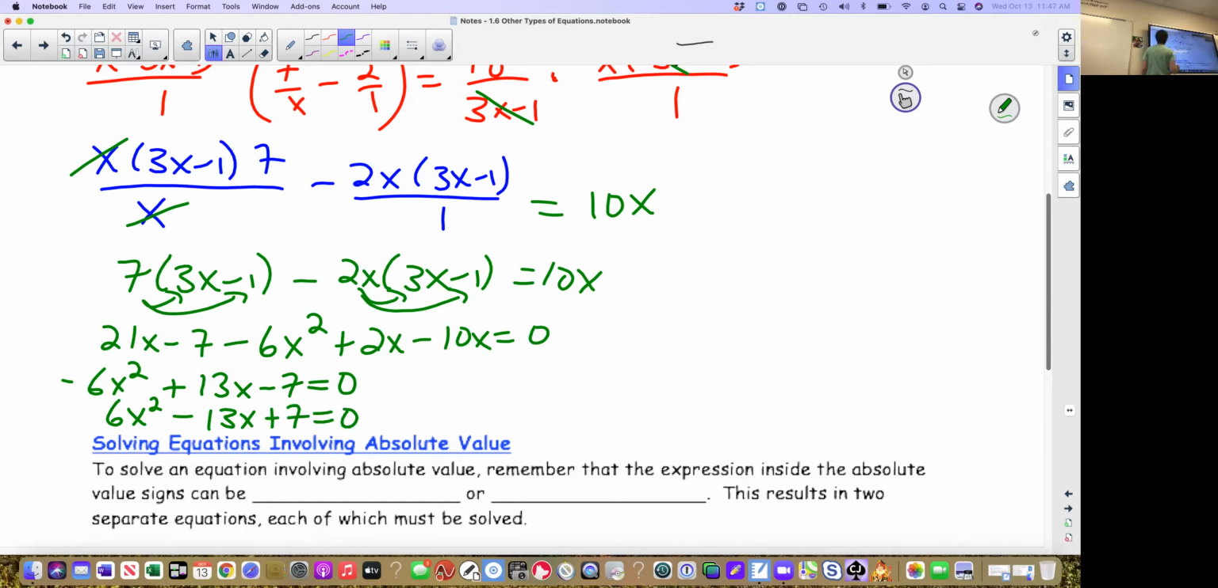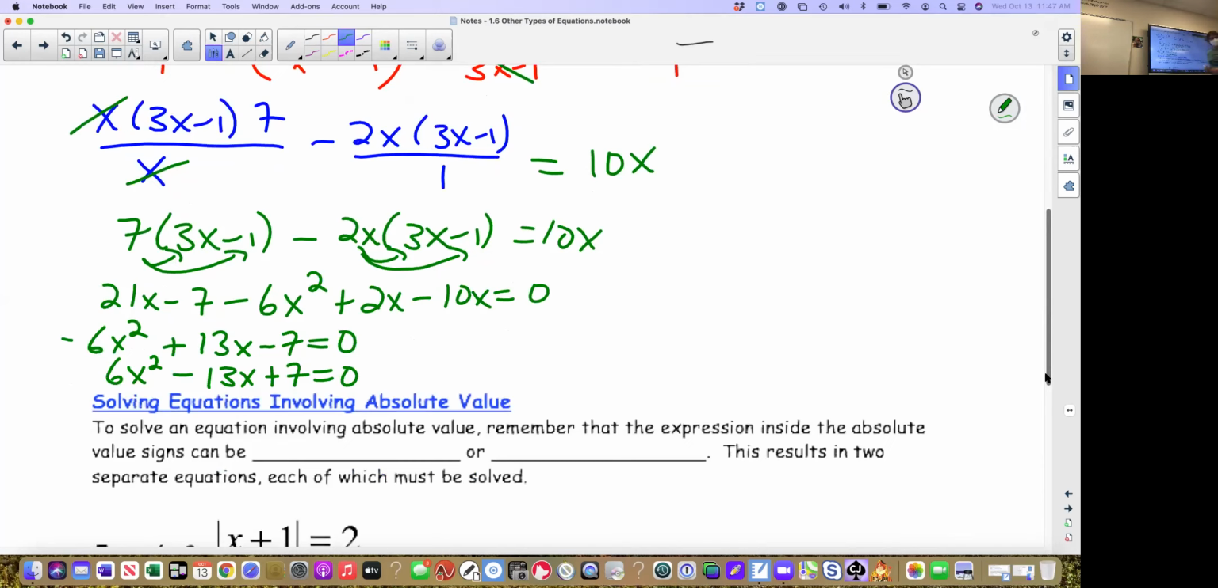How is it 13? Sorry, negative 13x. No, it should be 9. I got 21 plus 2 is 23, then minus 10, oh, 13, right? So it's 11? I think you're right. So now we have 6x squared minus 13x plus 7 equals 0. I believe that's correct.